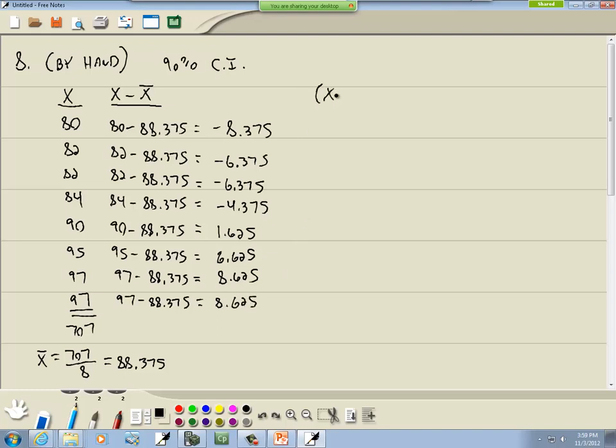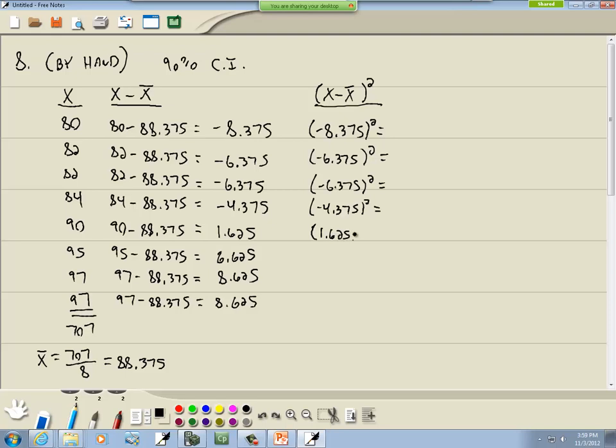Okay, so now I need x minus x bar squared. So I'm going to take this value I just found and I'll square it. So I got negative 8.375 squared. Negative 6.375 squared. Negative 6.375 squared. Negative 4.375 squared. 1.625 squared. 6.625 squared. 8.625 squared. And 8.625. Why would anybody do this by hand if they could use a calculator? I don't know.